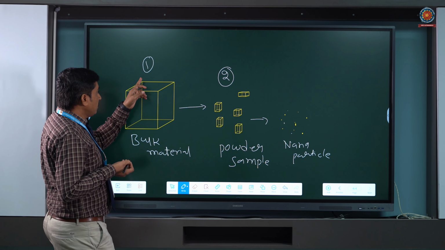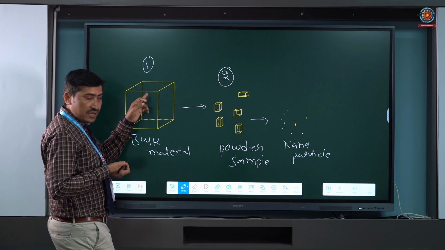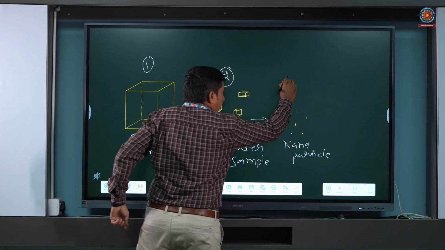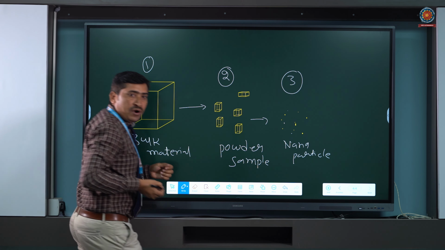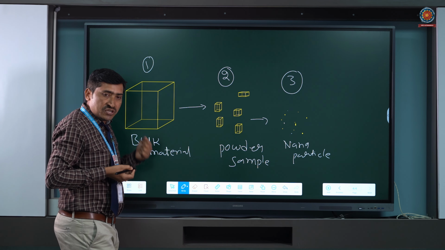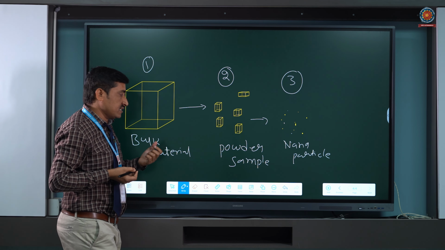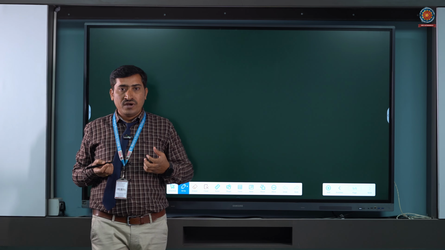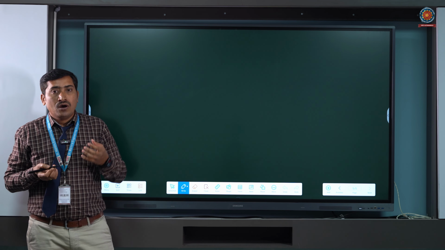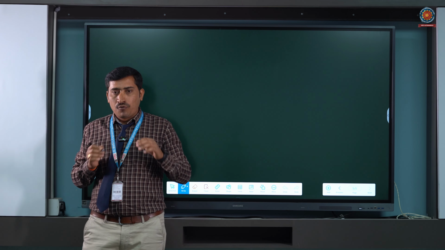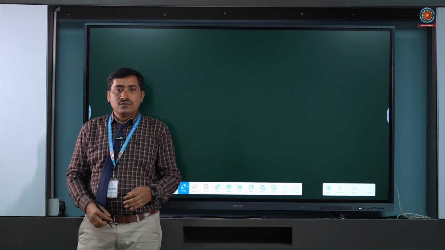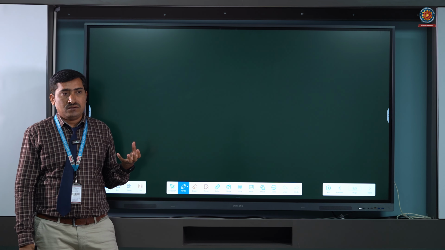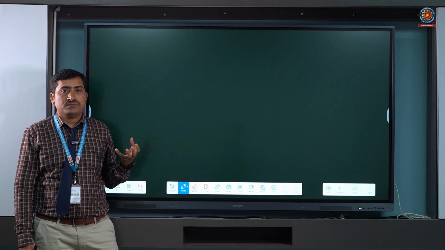So at the top position is the bulk material. The next stage is the powder sample. The final stage is the nanoparticle. This is our ambition, the aim of the synthesis. Introduction completed. Next, how do we prepare our materials? Preparation is the main technique, and we have already chosen the auto combustion technique.